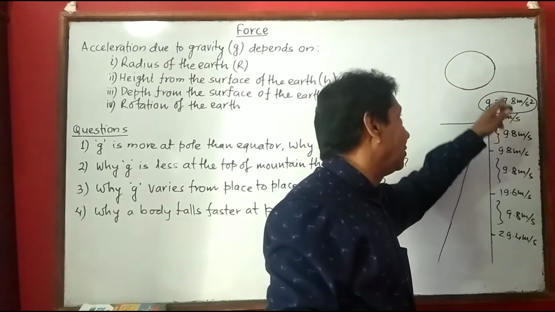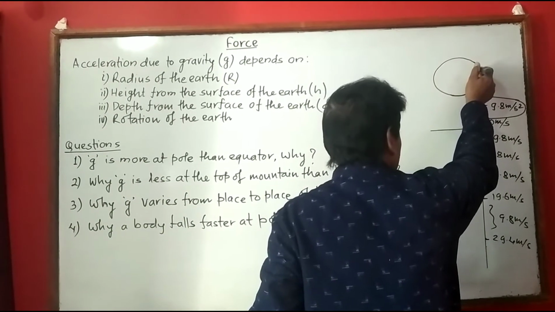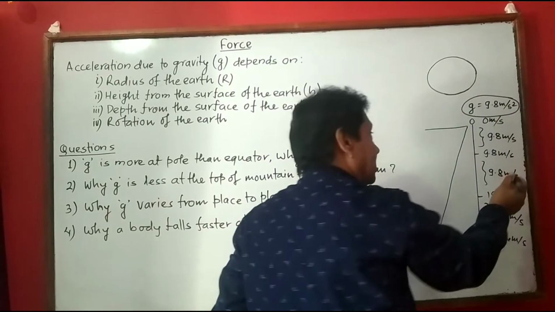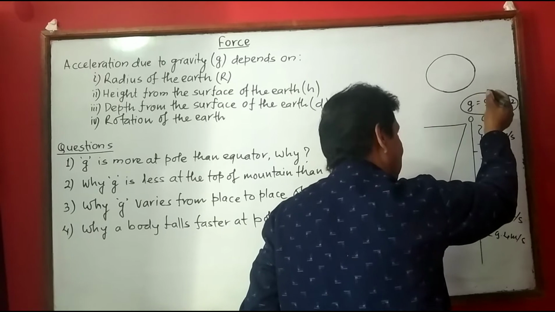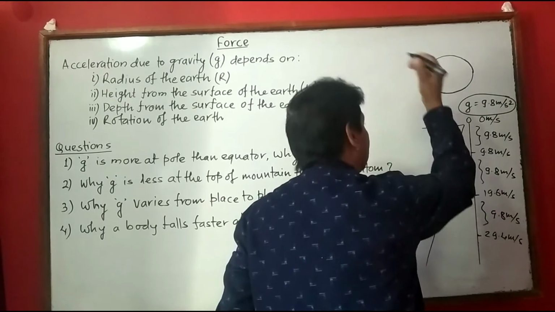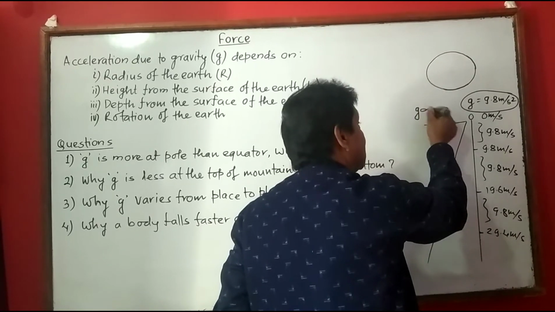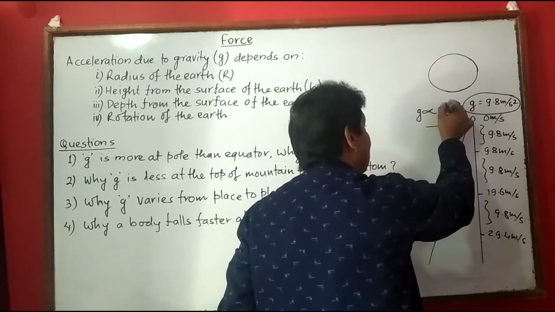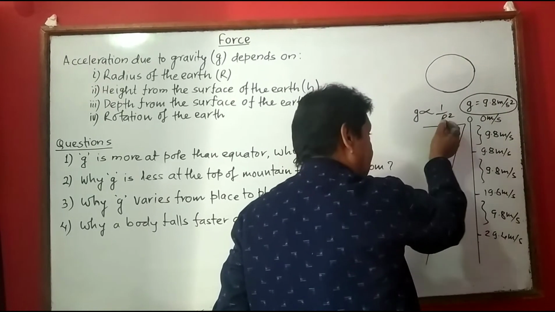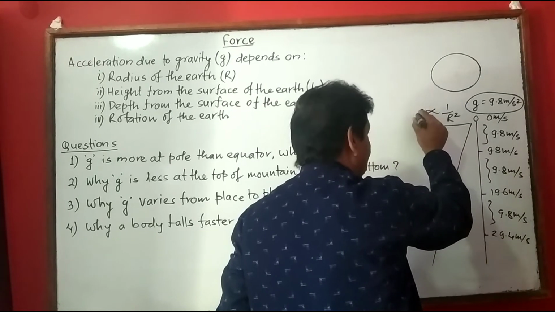But this value is not the same in all places of the earth. The difference is little, but it is different in different places of the earth. And as I told you in the previous class, this acceleration due to gravity is inversely proportional to the square of the radius of the earth. If the radius is more, g will be less. If the radius is less, then g will be more.